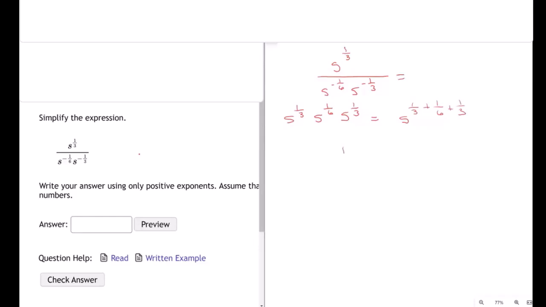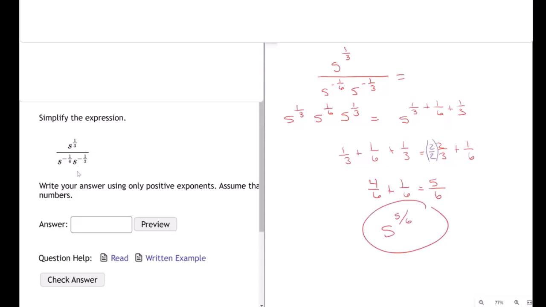Now, if I want to add 1/3 plus 1/6 plus 1/3, this is the same as 2/3 plus 1/6. Then my least common denominator will be 6. I can multiply this by 2 over 2, and I get 4/6 plus 1/6, which equals 5/6. This is s to the 5/6 power.